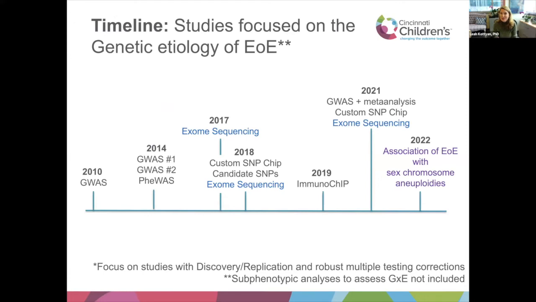Over the past 22 years, we've made really robust advances in understanding the genetics of the disease. From the first GWAS in 2010 to numerous additional GWASs, exome sequencing projects, candidate genetic variant projects, that immunochip project, which was focused on those autoimmune risk variants, and even projects focused on the sex chromosomes and aneuploidies, we have found many genetic risk loci for EoE.